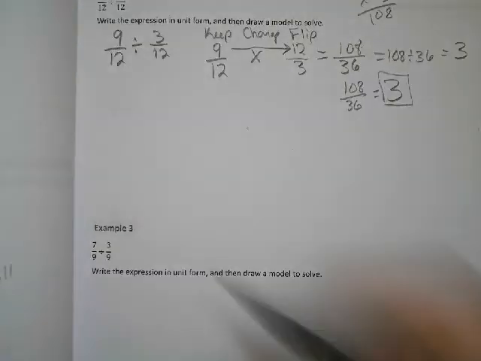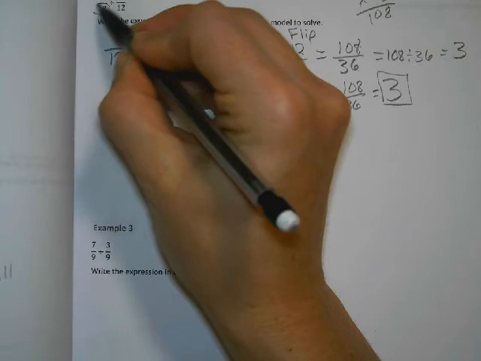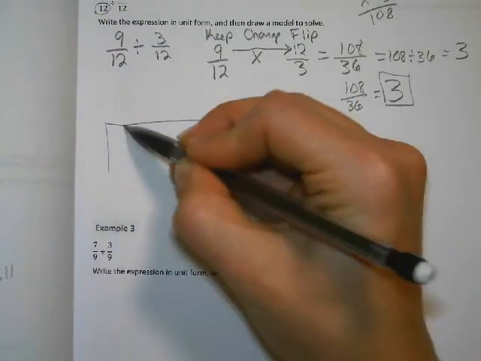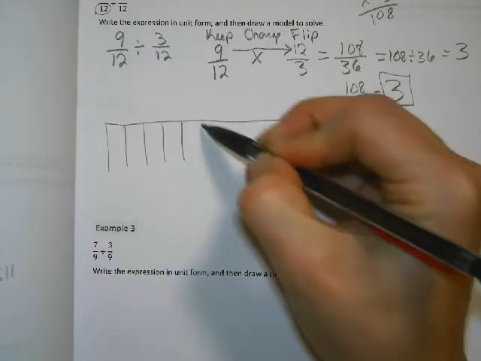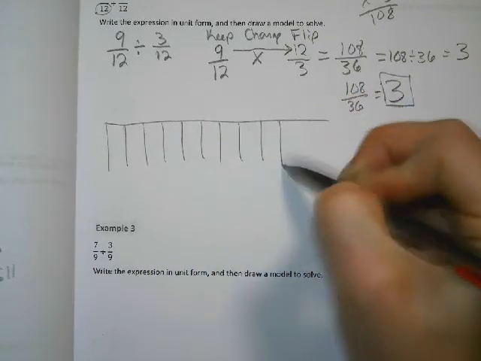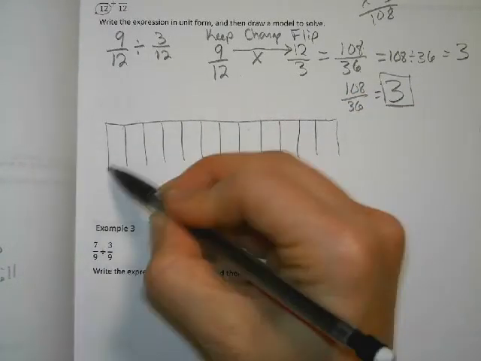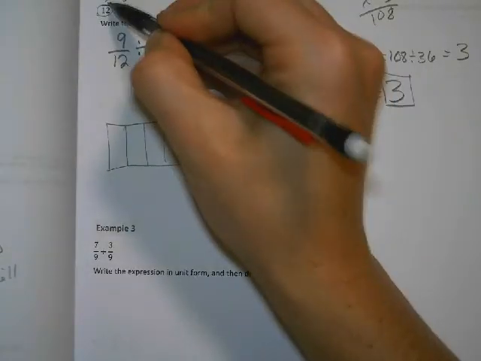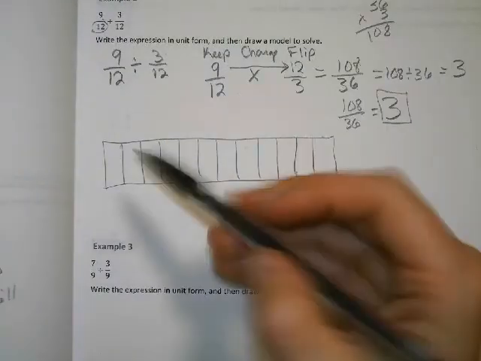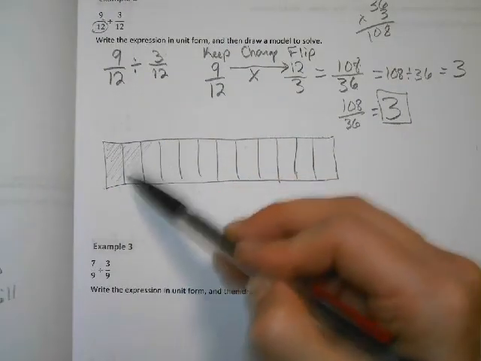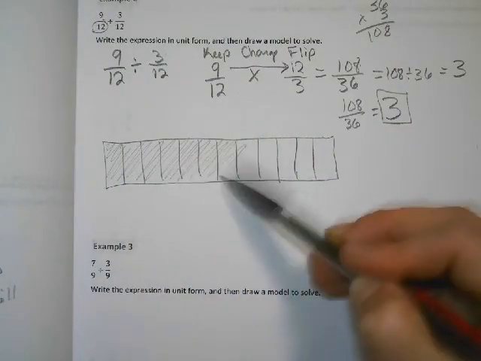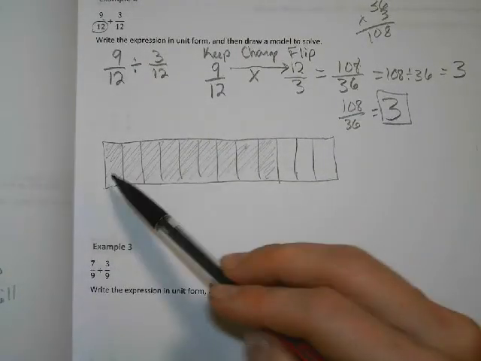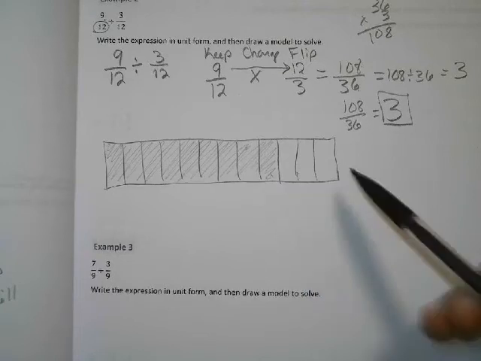The model to show this, we start with the denominator, which is 12. So I need to make 12 boxes. And I have 9 of them. That's what that 9/12 means. So I'm going to shade in 9 of them. And it doesn't have to be perfectly colored in. You just want to have 9 shaded in so you understand that these 9 are what you have. These 3 you don't have.